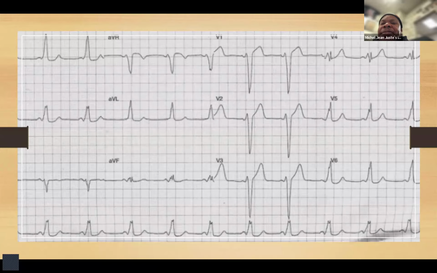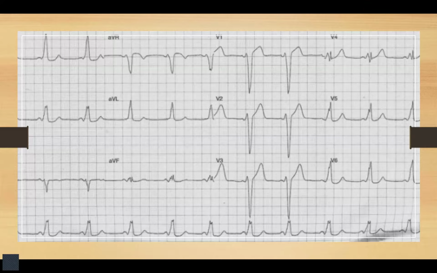I would think about it. I would say it's not. It doesn't look like it's quite greater than 120. Let's say LVH, and it looks like he has some slight depressions in V5, V6. One maybe a little bit in aVL.